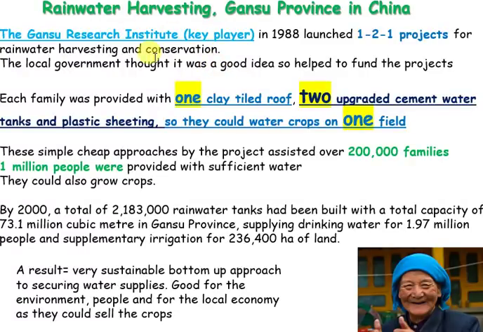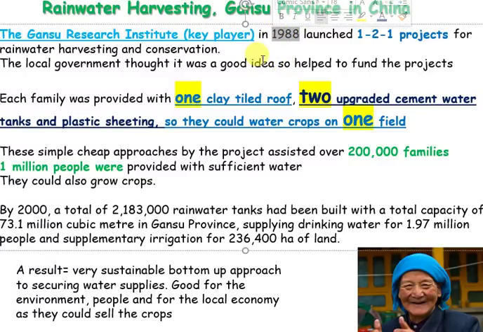If we think of who's involved and when it started, it's a while ago now, 1988. I studied it in 1999, 2000 time. But if you just make a little note, it's called a one-to-one project for harvesting and water conservation. Each family was given by the government the equivalent of one clay tiled roof, two cement water tanks and plastic sheeting, and that'd be enough to grow crops on one field. So it's like a one-to-one project, they called it at the time. One roof channels water into two cement water tanks, so they could water crops on one field.